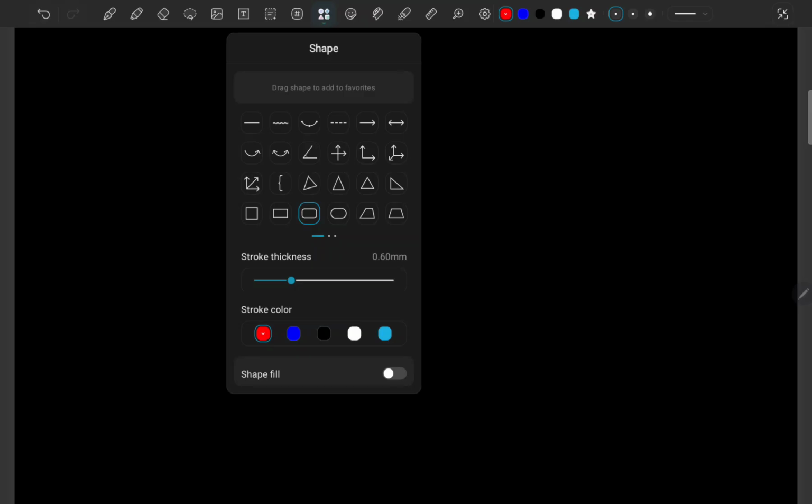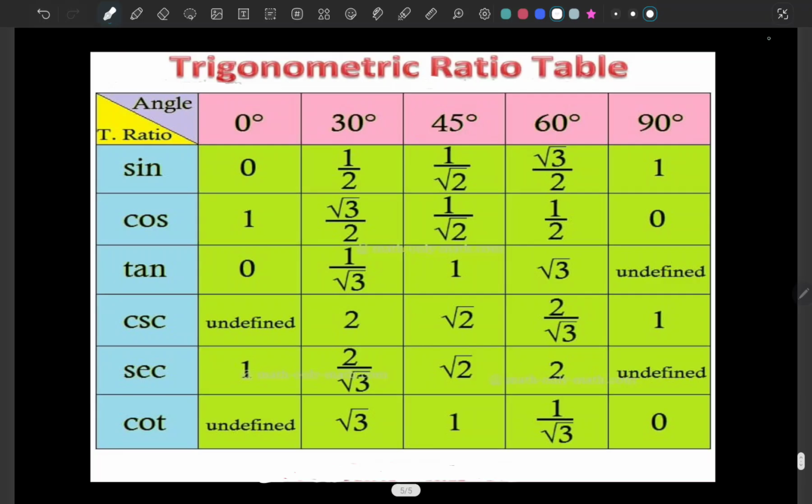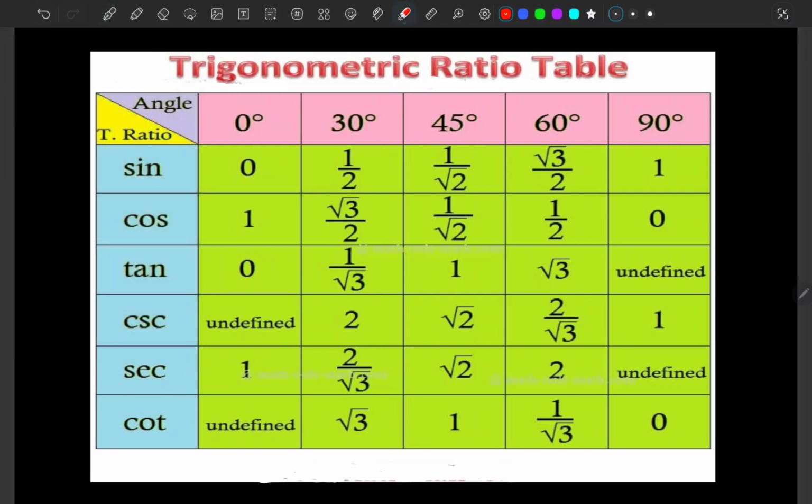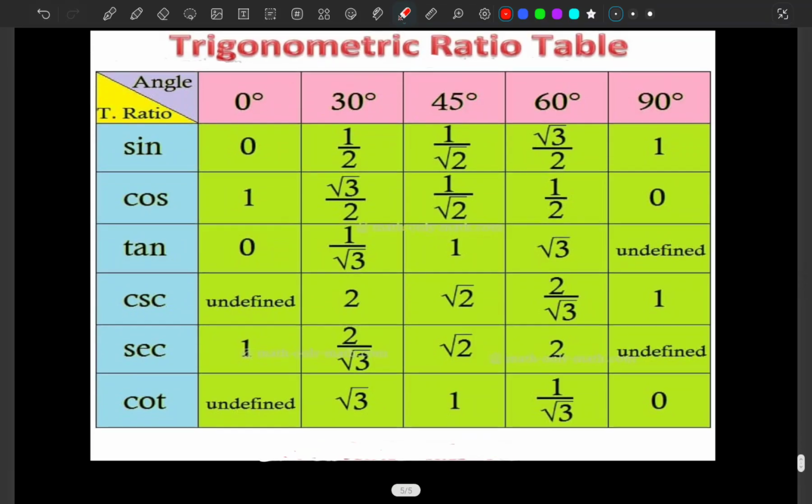Let me make a table here of the trigonometric functions at some specific angles, right? So wait a second guys. Just take a look at this trigonometric table. I didn't want to waste my time drawing this, so I just downloaded it and pasted it over here. Basically, till 10th grade, students just memorize these values.